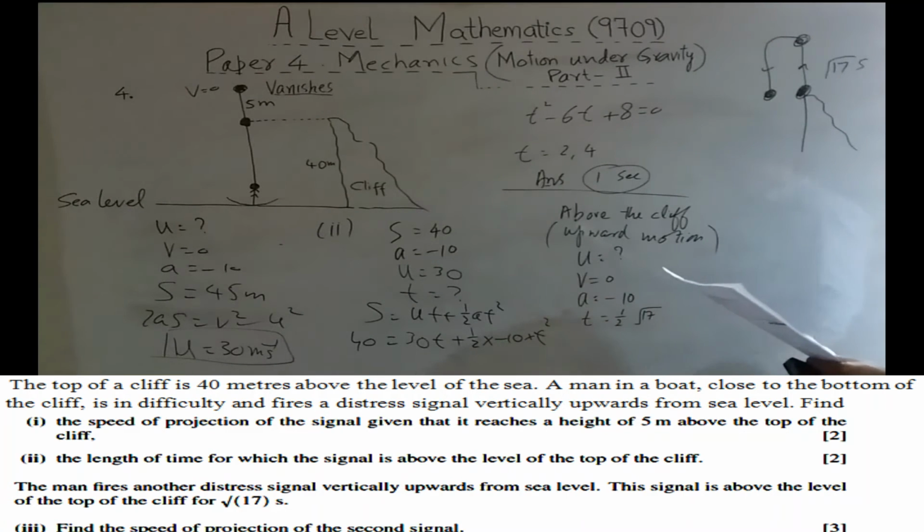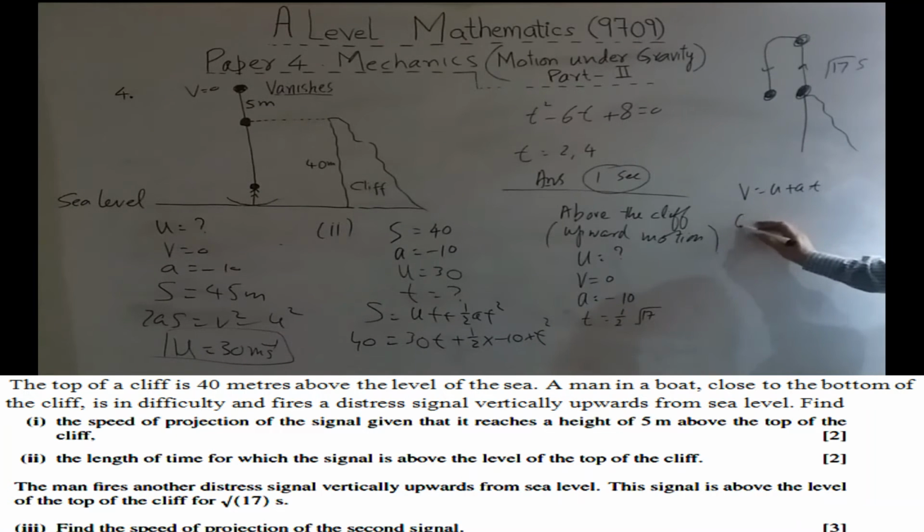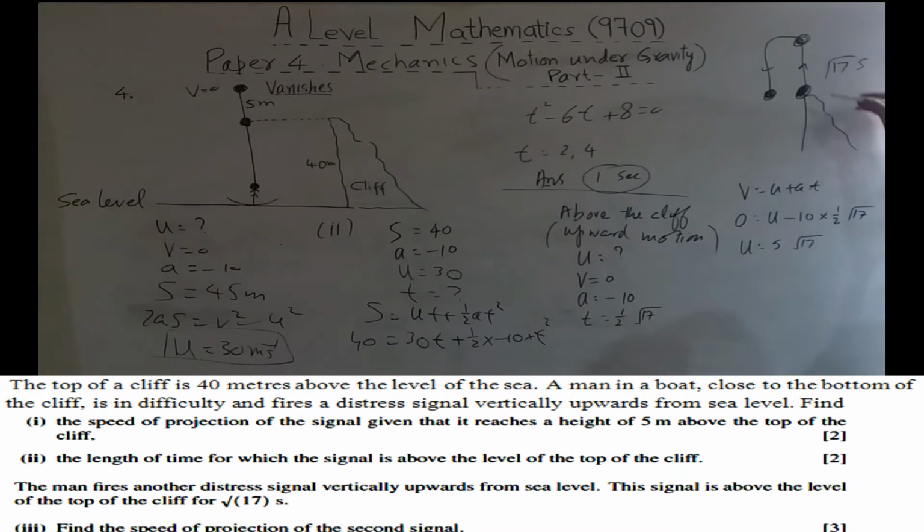Now from here what can you find? Applying the formula v is equal to u plus at. Now v is 0, u is what we have to find, the velocity over here, minus 10 into t, which is 1 over 2 root 17. So from here you will find that the value of u is root 17.